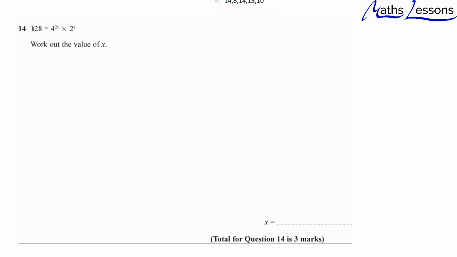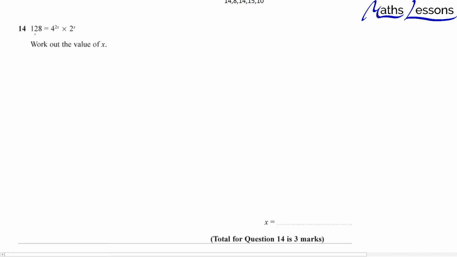Right, okay, so we're going to turn this into an indices problem, which is what it is. We've got 128, 4 to the 2x and 2 to the x. Now what you've got to do is try and work out what these can all be powers of. You can see 4 is a power of 2, 2 is obviously a power of 2, and 128 is a power of 2. So you choose the smallest number that you can, which is 2. So these can all be powers of 2.